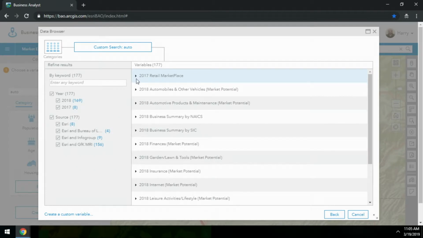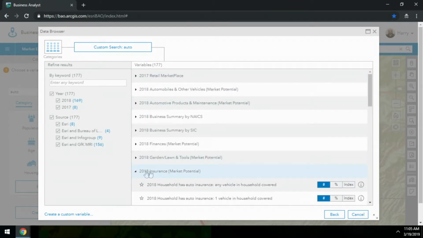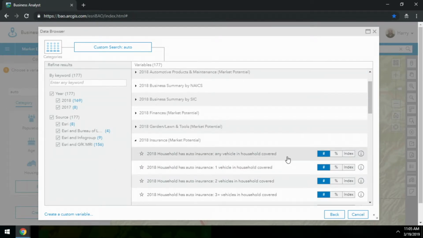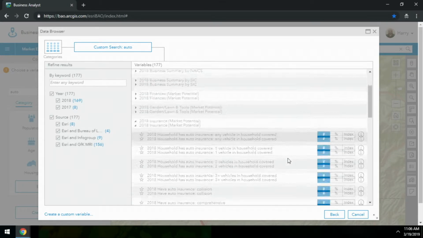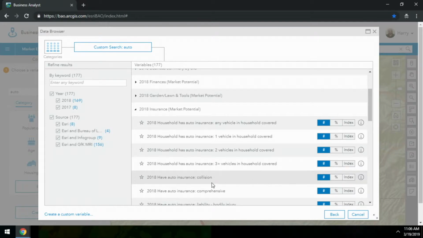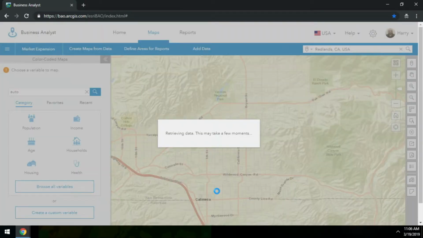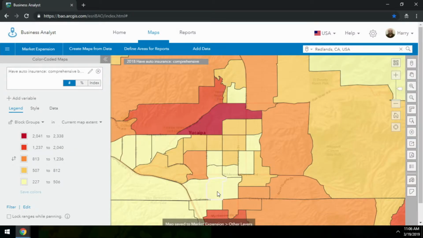I can search for information such as insurance. So how many households have auto insurance on any vehicles, 3 or more vehicles, or how many have comprehensive collision. So I can map this out thematically across the entire United States. I'm not just confined to this one area in Yucaipa.